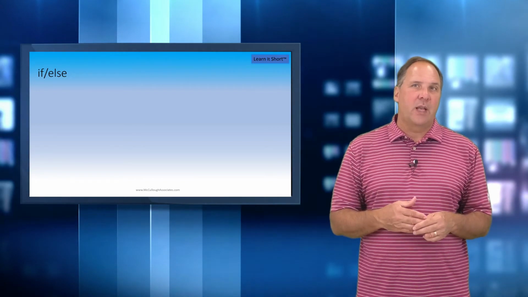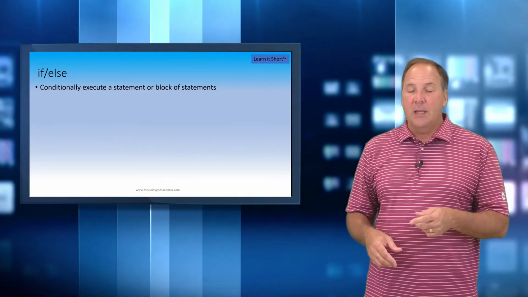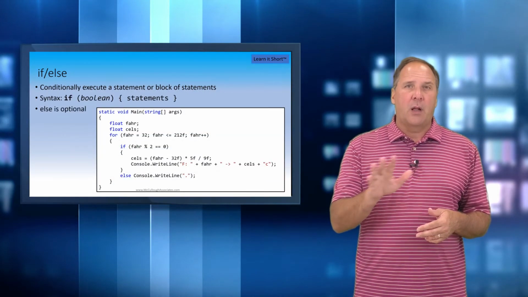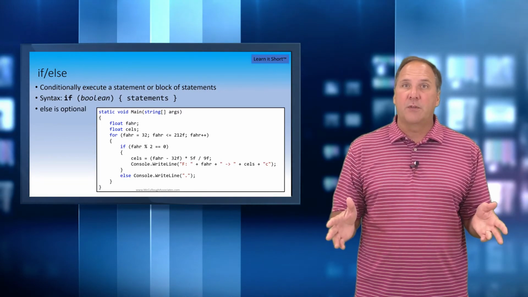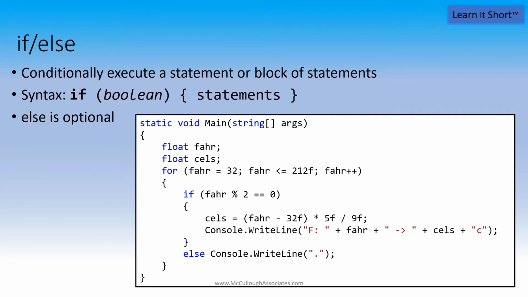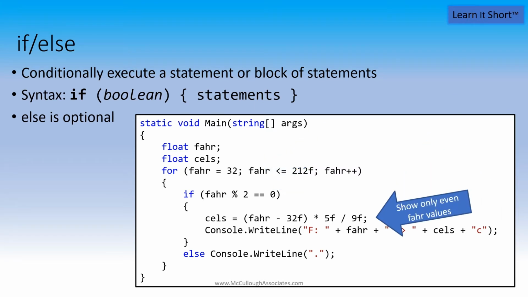Now for conditional execution, we use if and else. In this example, we're testing the current Fahrenheit value to see if it's divisible by 2. If it is, then we'll display the computation. Otherwise, we display a dot. Now the else part is optional, and you can stack up an if immediately following the else. So you can have if, else if, as much as you need.